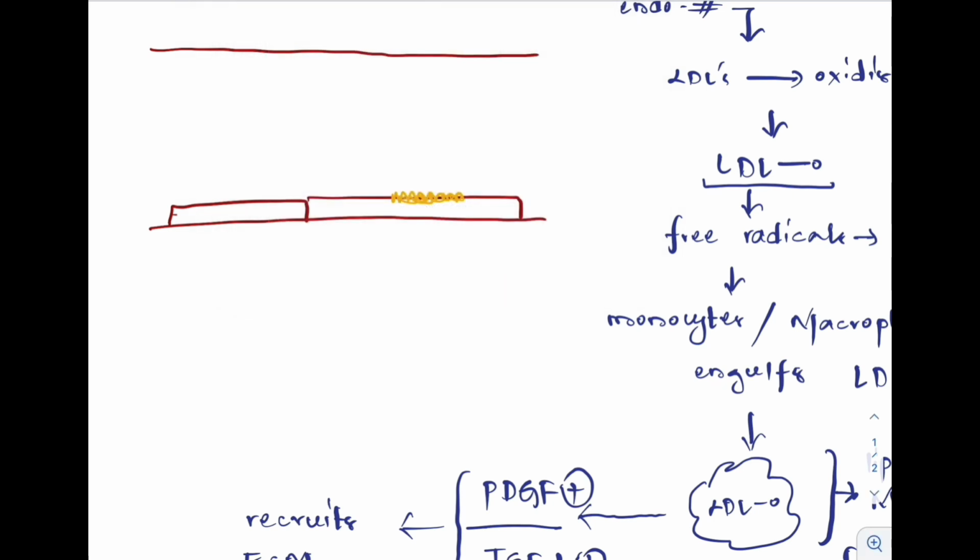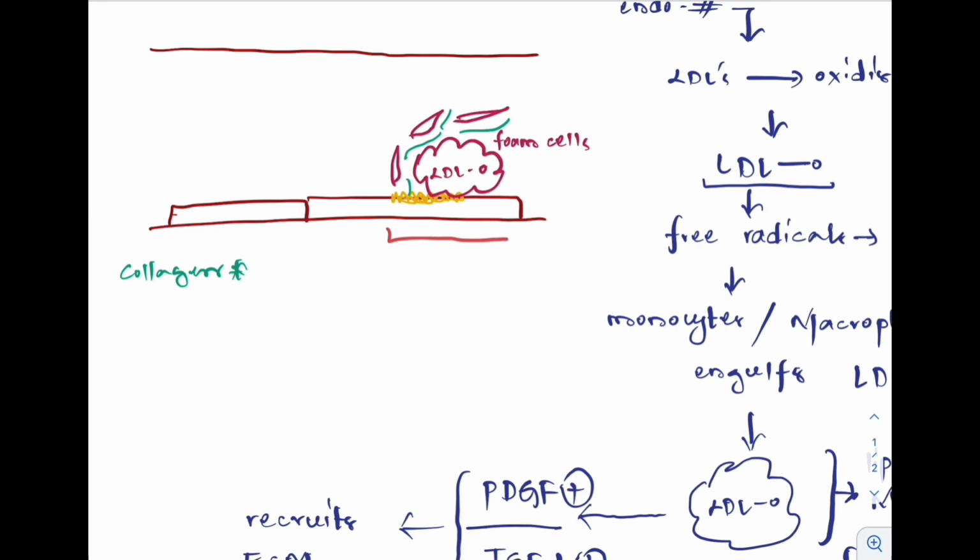See here, the endothelium is damaged, so the LDLs will be oxidized. These oxidized LDLs are engulfed by the macrophages, and those macrophages are the foam cells. These foam cells activate platelet-derived growth factor and TGF beta, which recruit the smooth muscle cells and collagen. Together, all these things are called Fibro Atheroma.